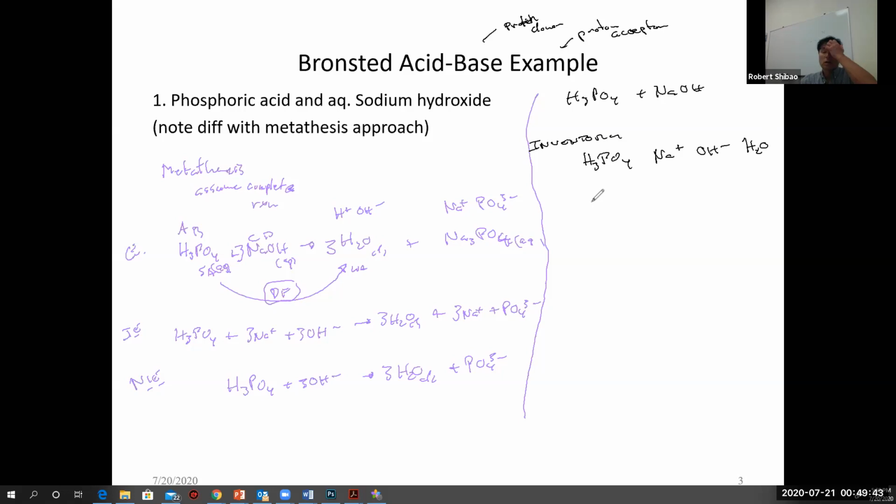Okay, then we use a chart. When we look it up on the chart, there's phosphoric acid. It's an acid. Sodium ions are neutral, and they don't appear. Hydroxide is actually both an acid and a base. It's a much better base though. Water is both an acid and a base.